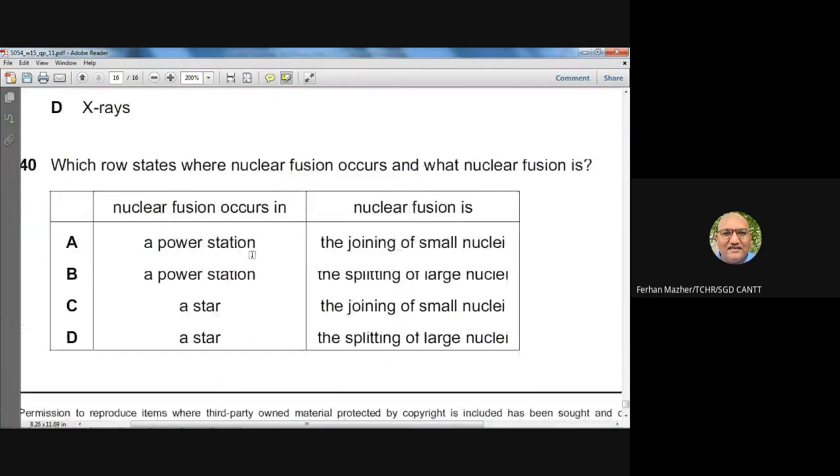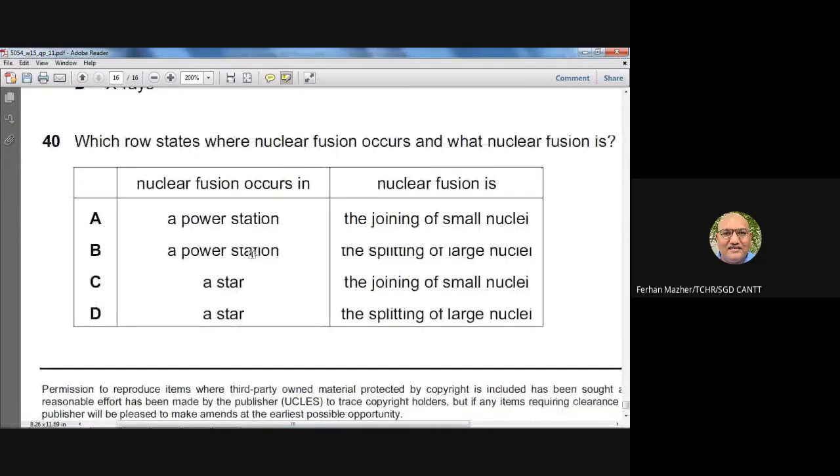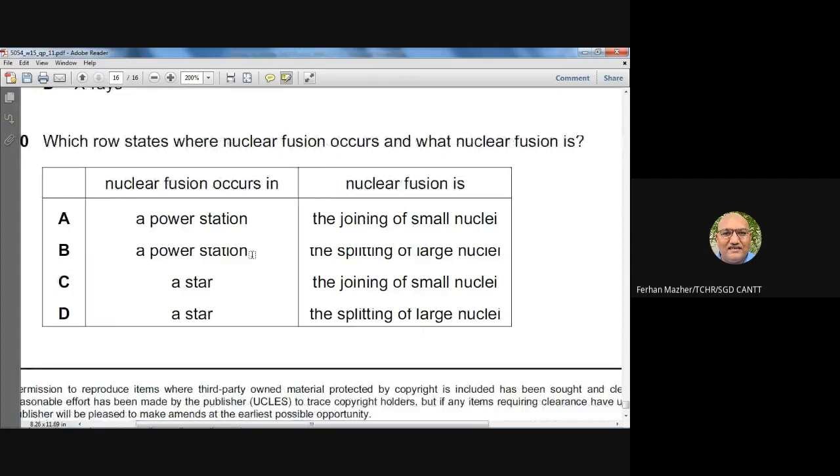That's question number 40. Which row states where nuclear fusion occurs and what nuclear fusion is? You see, in nuclear fusion, what happens? Smaller hydrogen nuclei come close to each other and fuse into each other, and they make a large nucleus of helium. This process is called fusion, and it is happening on the stars, on the sun. So smaller nuclei join to make a larger nucleus.